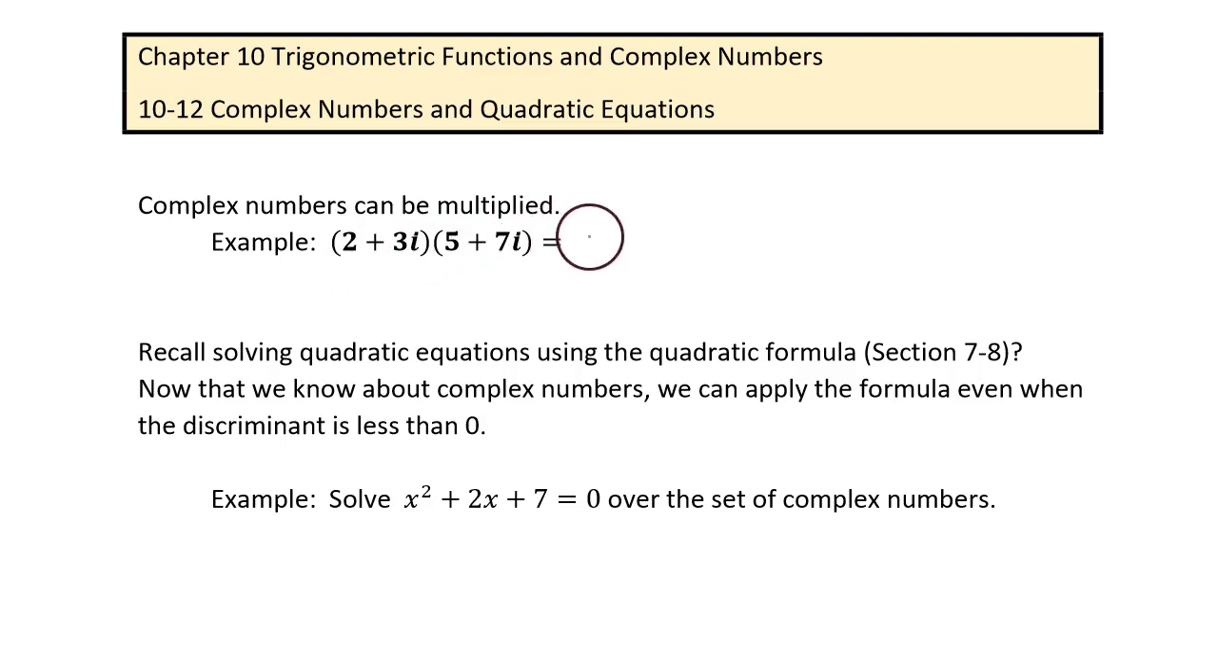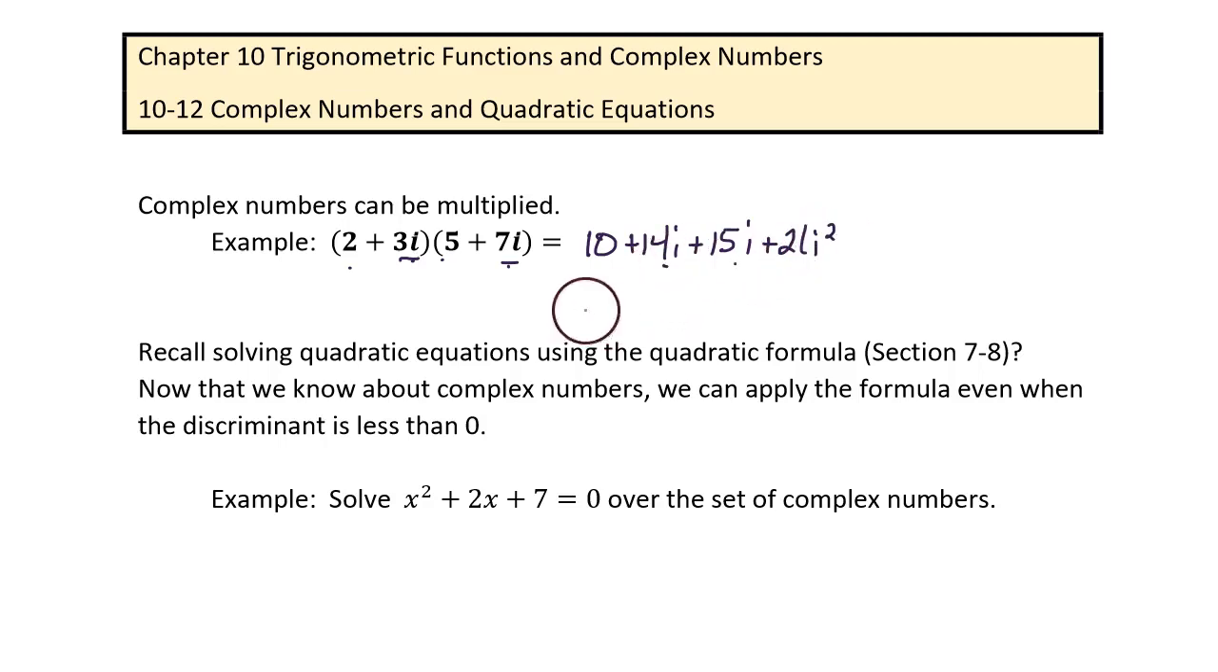2 times 5 is 10. Now the outer product, 2 times 7i, that's positive 14i. Then the inner product, 3i times 5, that's positive 15i. And then the last, 3i times 7i, that's positive 21i squared.